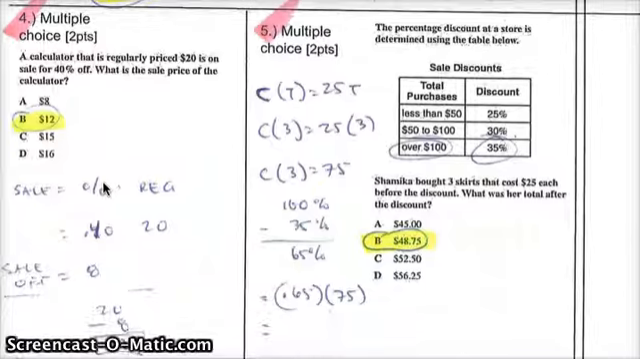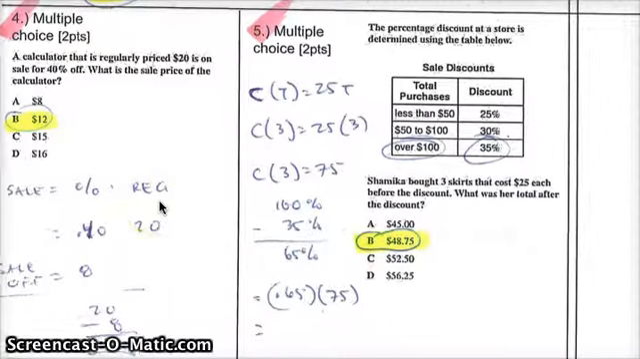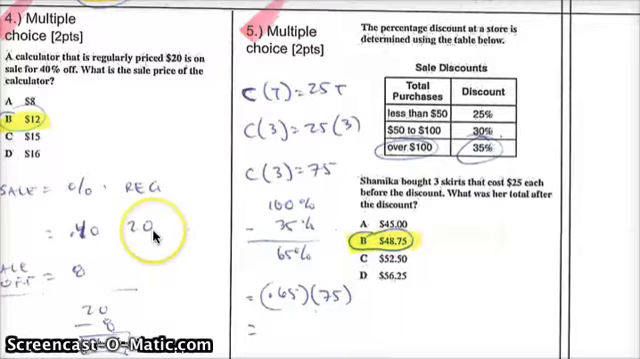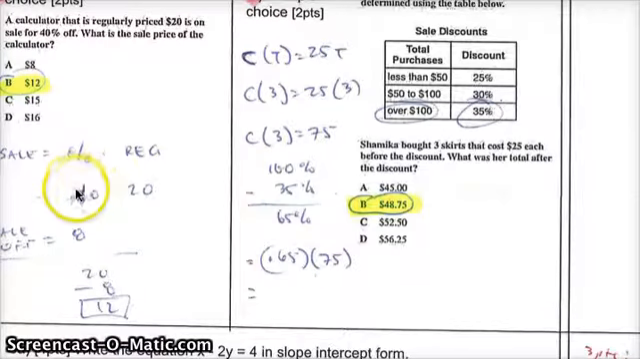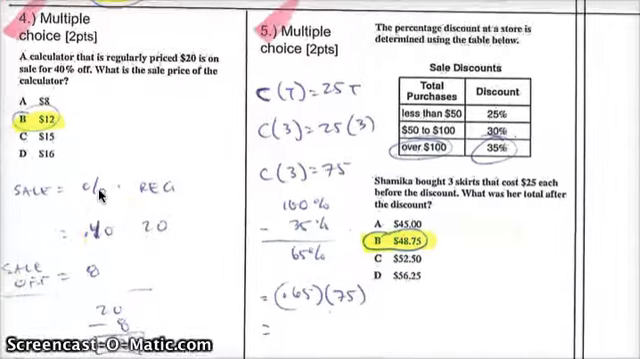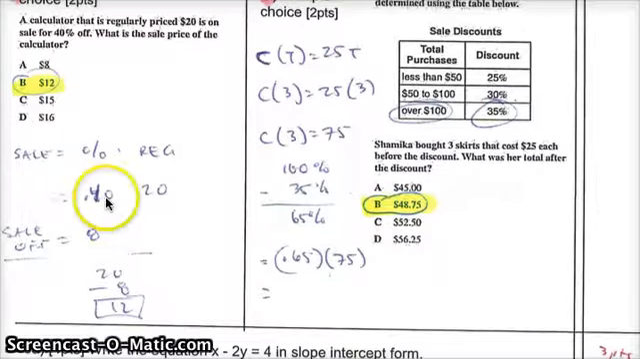Question number 4 is multiple choice. A calculator that is regularly priced at $20 is on sale for 40% off. What is the sale price of the calculator? So your sales price is equal to your discount times your regular price. So our regular price is $20 and they're giving 40% off. When you multiply those two numbers together, you'll get $8.